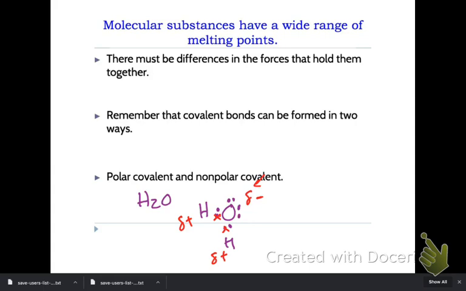So when it's polar, we say it has opposite ends. If you look at this molecule, on this side we have a positive charged end, and on this side we have a negative, oppositely charged end, and that's what makes it polar. If the substance is nonpolar covalent, we still have two nonmetals, but they're generally of the same type.